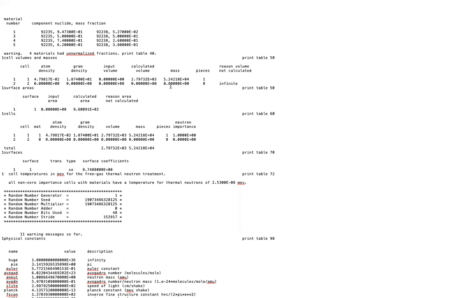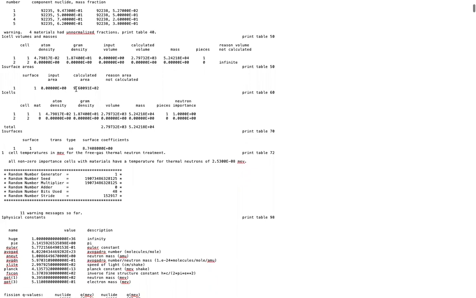So you can see the mass is 52.4218 kilograms because this is in grams. This is in gram per cubic centimeter and this is in grams. Okay, so it calculated the surface area because it's a regular surface. So this is 4 pi r squared, where r is what we specified, 8.7.